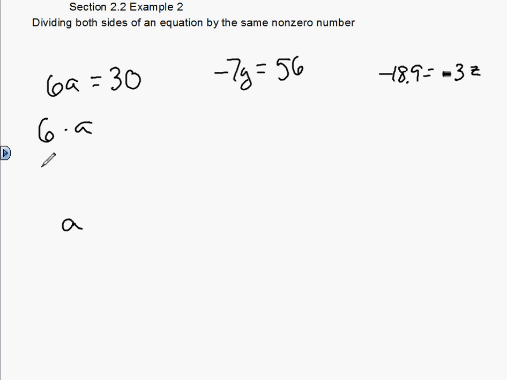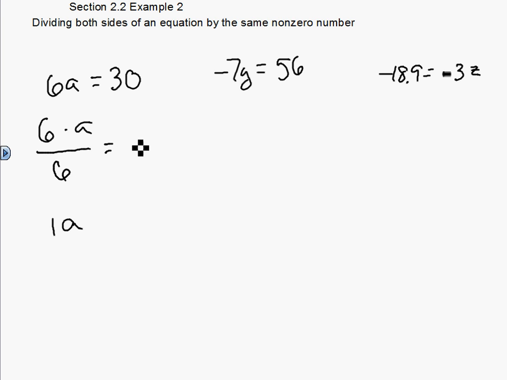And we do that by multiplying both sides by 1/6. Now 6 times 1/6 then becomes 1. Now that's not how we like to talk about it, because we don't want to multiply by a fraction. So instead of saying times 1/6, we come along and say, okay, let's divide both sides by 6.